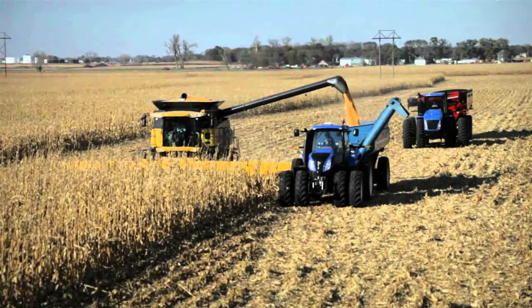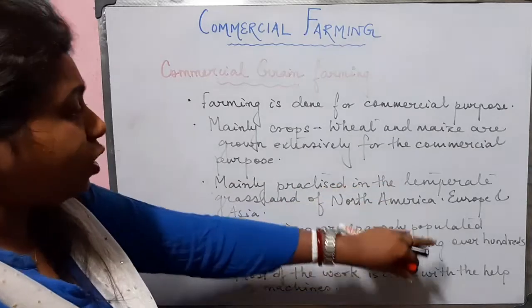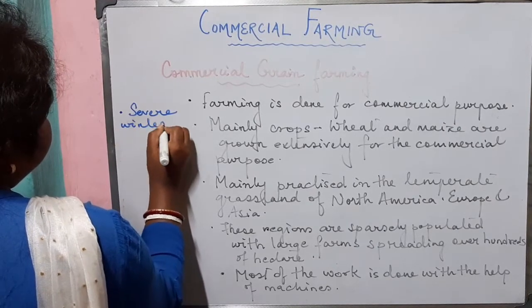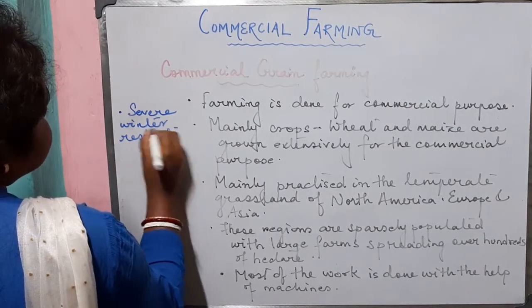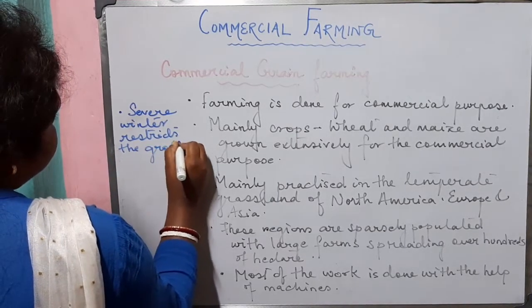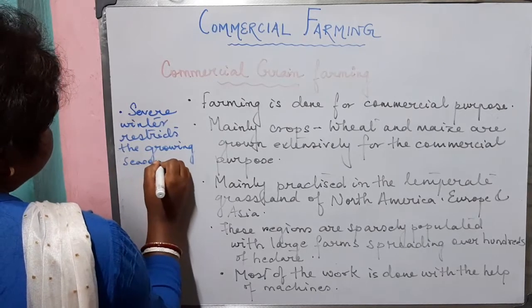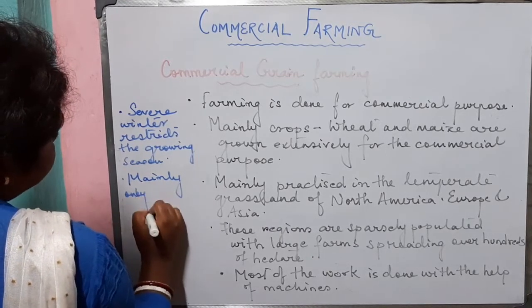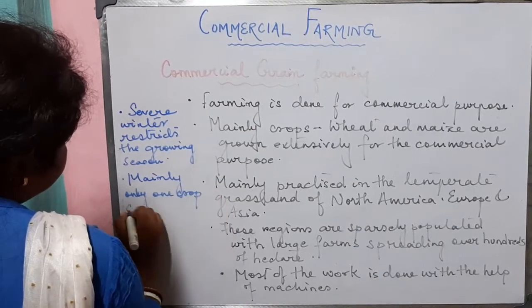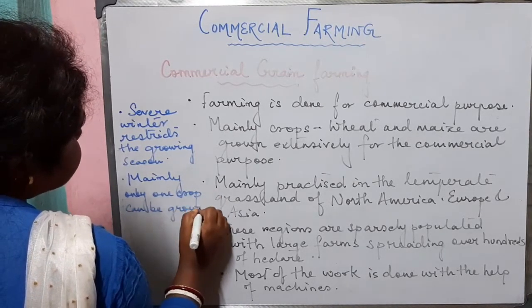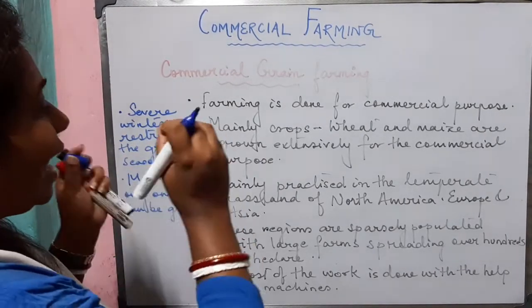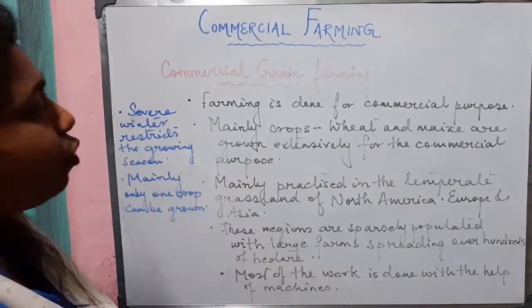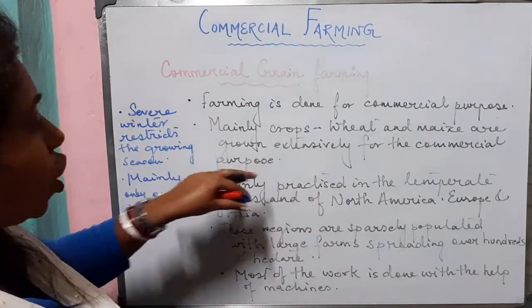Now, commercial grain farming is practiced in the temperate grasslands of North America, Europe, and Asia. And here, severe winter restricts the growing season. Mainly due to this, only one crop can be grown. That means a single crop mainly is grown in this type of farming. So commercial grain farming is done for commercial purpose. Main crops which are grown are wheat and maize, which are grown extensively for the commercial purpose.